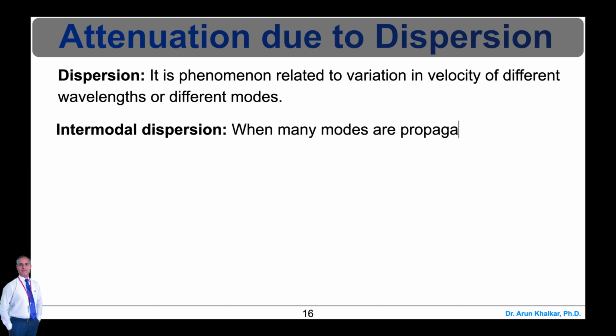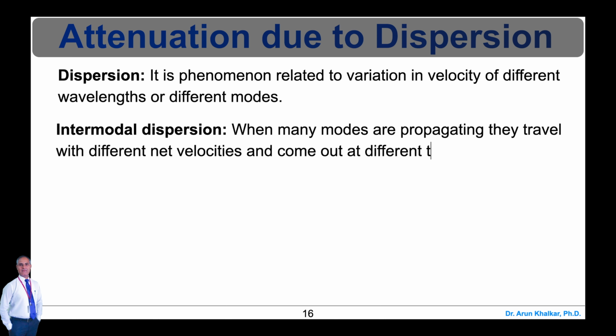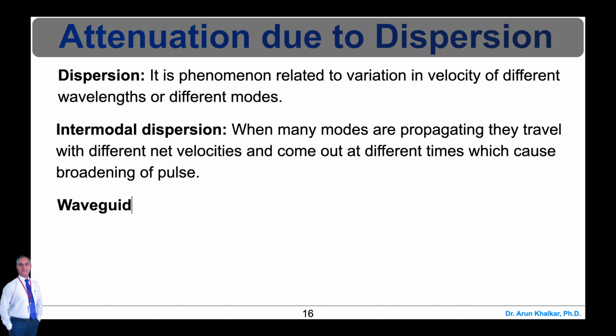Intermodal dispersion is there. A ray of light launched into the fiber follows a zigzag path. When many modes are propagating, they travel with different net velocities and come out at different times, which causes broadening of the pulse. The low numerical aperture fiber exhibits smaller dispersion. Also, narrow spectral width of the source limits the dispersion.